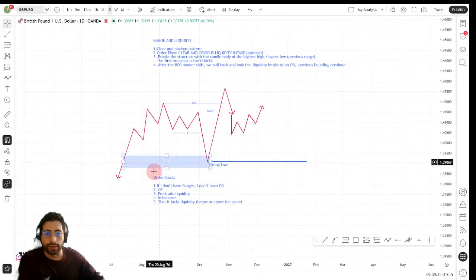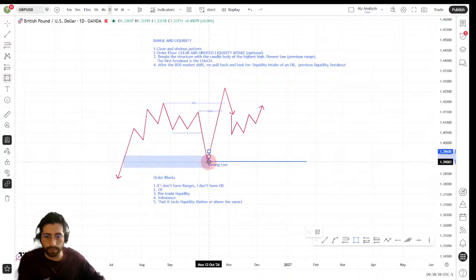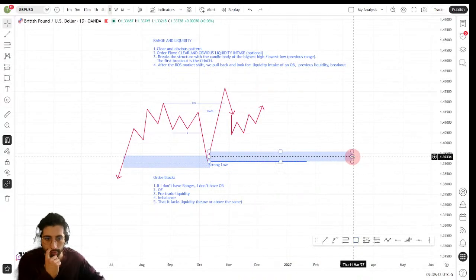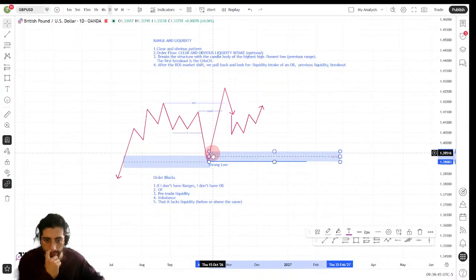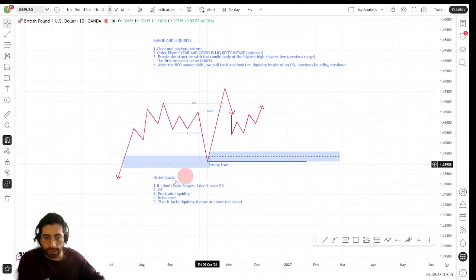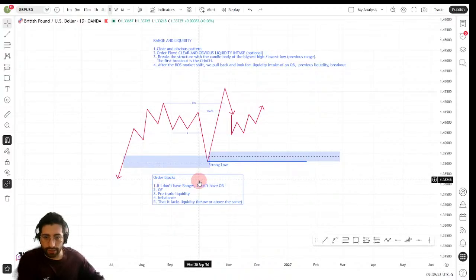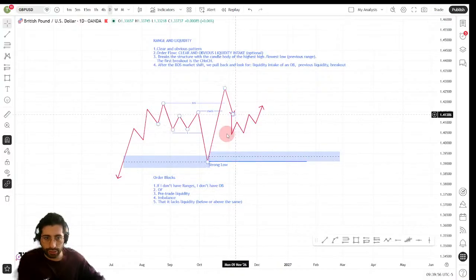Right now, we're going to imagine, for the sake of the example, that here is an order block. Now we need to understand the next thing. If we don't have a range, we don't have an order block. So do we have a range? Yes, we do. So we have this one, right?